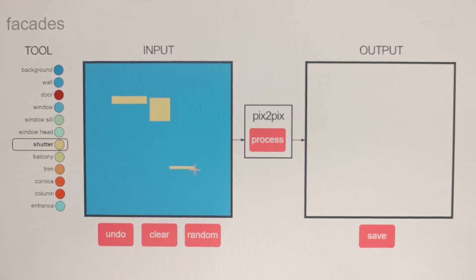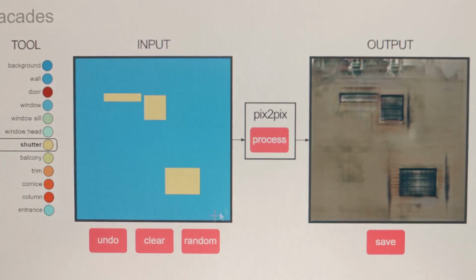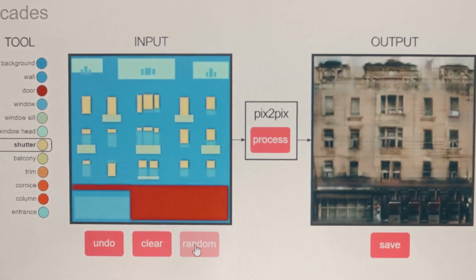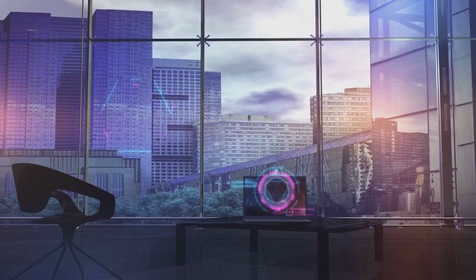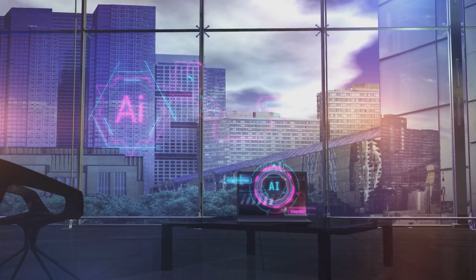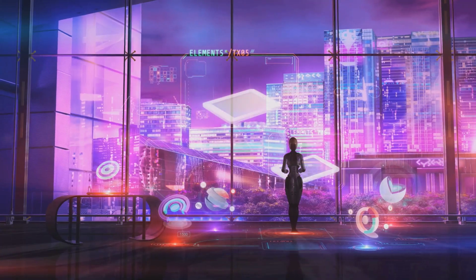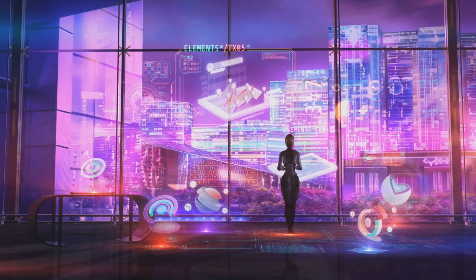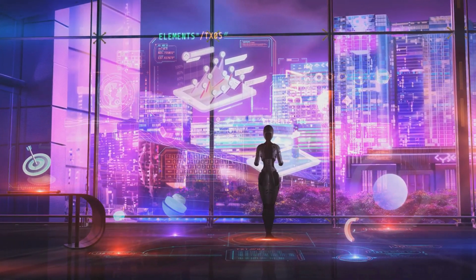A famous example of this is the portrait of Edmond de Bellamy, which was created by an AI and sold for a staggering $432,000 at Christie's auction house. But AI is not just used to create art, it's also used to assist in the creation of art. AI can be used to suggest color palettes, generate sketches, and even create 3D models. Artists can then use these AI-generated elements as a starting point for their own work.